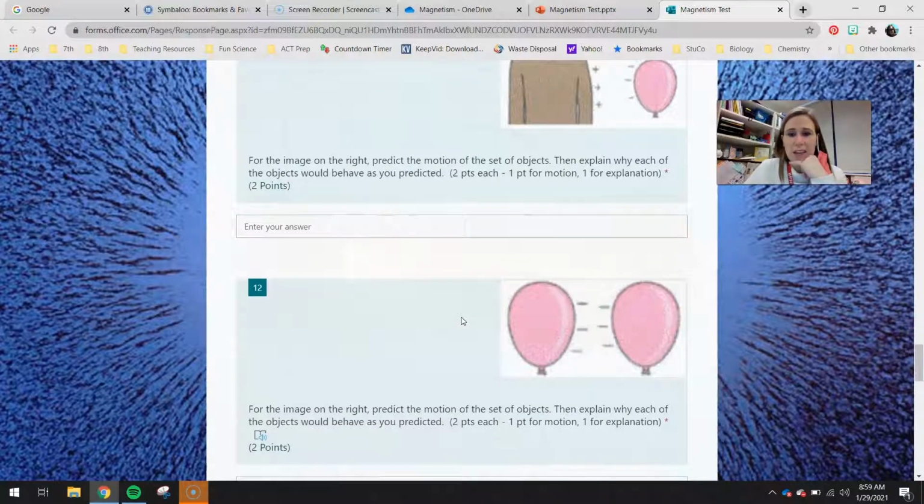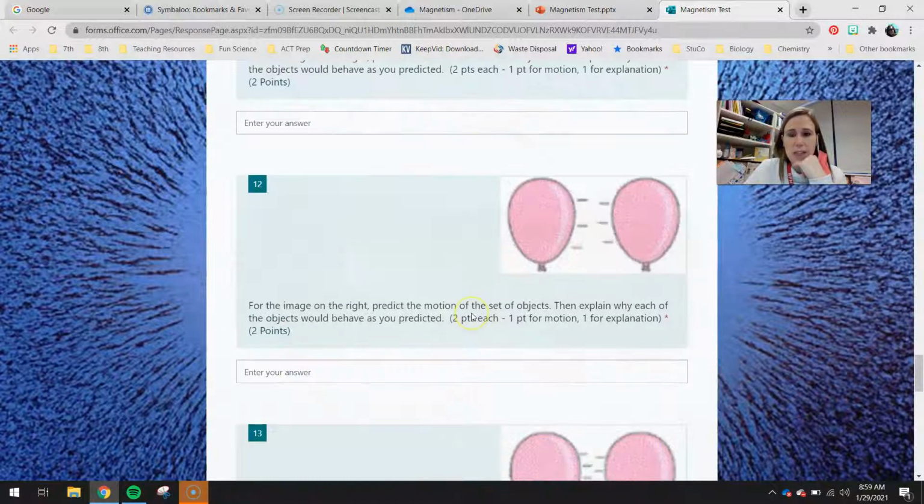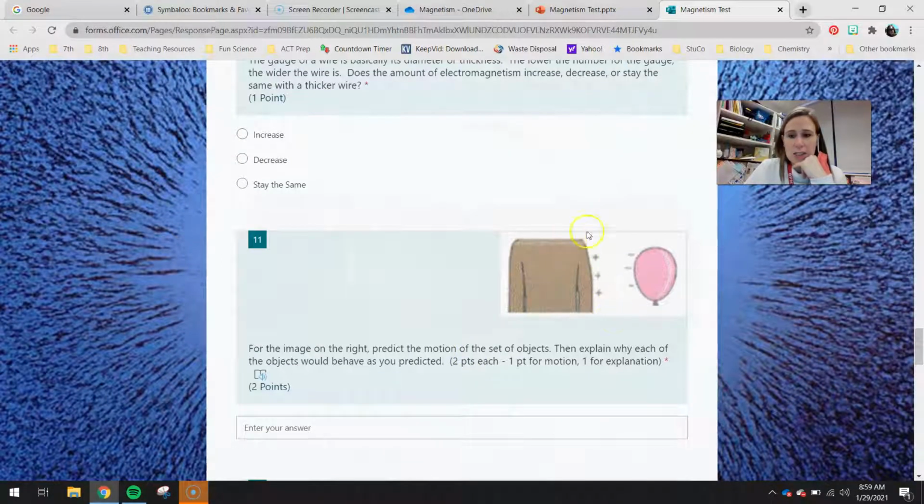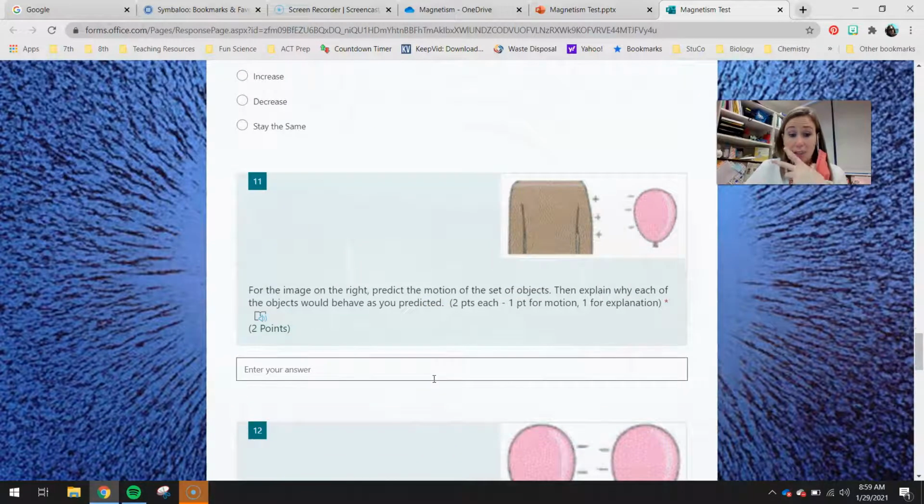Okay, the last questions here, you have some images. This first one has a sweater and a balloon. For the image on the right, predict the motion of the set of objects. So what are they going to do? And then explain why each object would behave as you predicted. Don't forget, these are each 2 points. Tell me what the movement is going to look like, mainly of your balloon, and why.